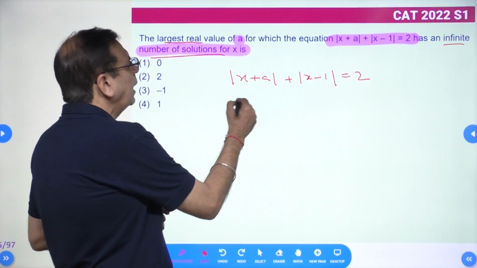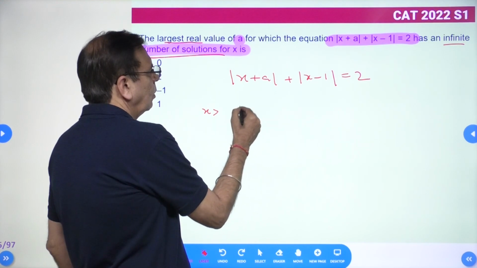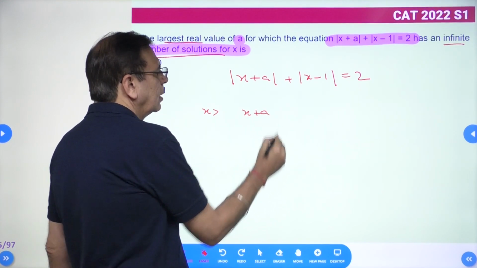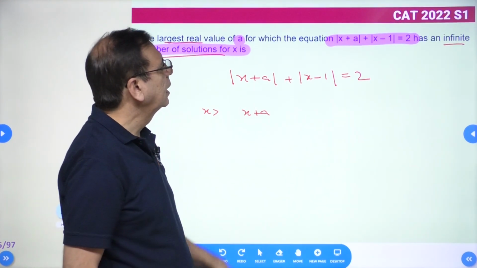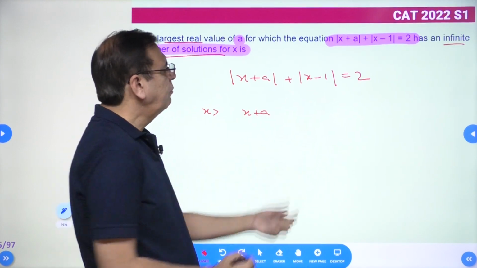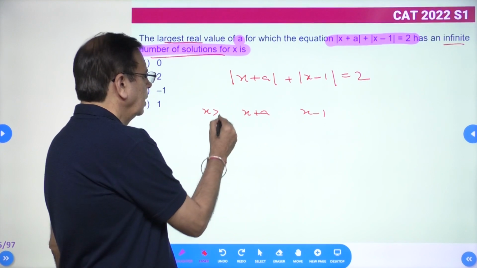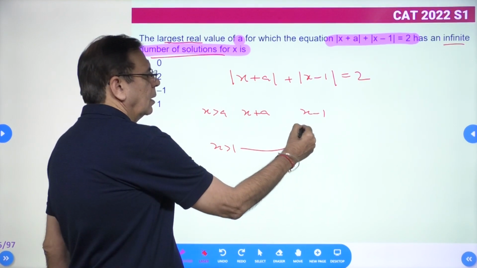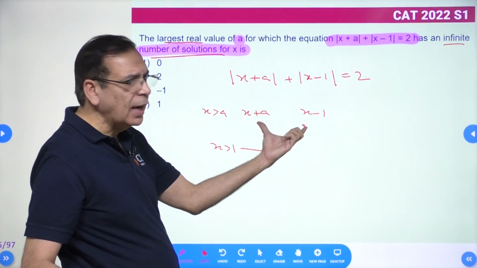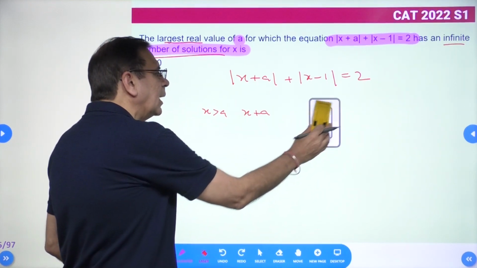चलो, so if I take x greater than a, what does that mean? This will be x plus a. Now इसको देखते हैं. The second one, if I take it as x minus 1, which means x greater than 1. Okay, but इसमें तो x को नहीं हटेगा ना. So what will I do? I'll not take x greater than 1.